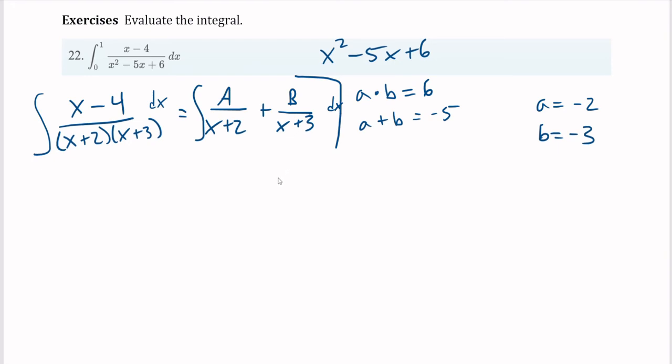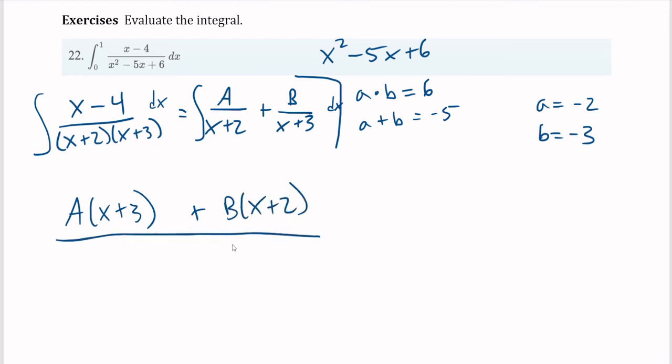Okay, how do we do this? Well, how do you combine two fractions? You got to get a common denominator, which in this case, the easiest way to do is these multiplied. So it's just like I did the other example with the 2 and the 3. I multiplied the two numbers and then multiplied the opposite number up here. So what does this look like? Let me write it out. A times x plus 3 plus B times x plus 2 all over x plus 2, x plus 3. So what I'm doing there is I'm combining these two fractions to get to this.